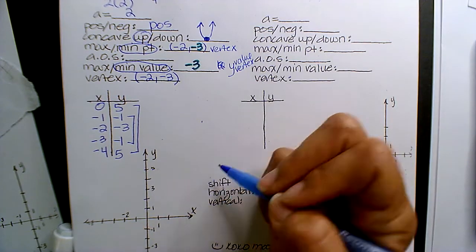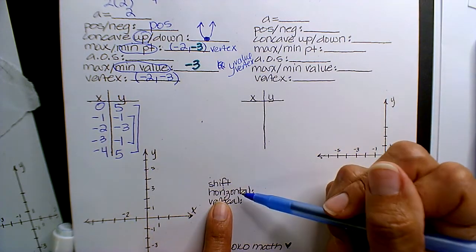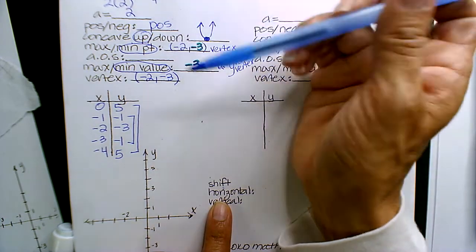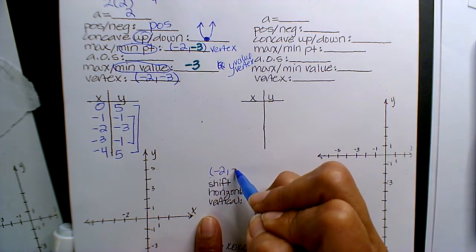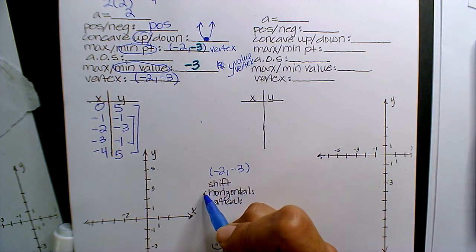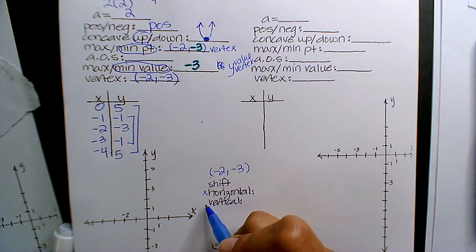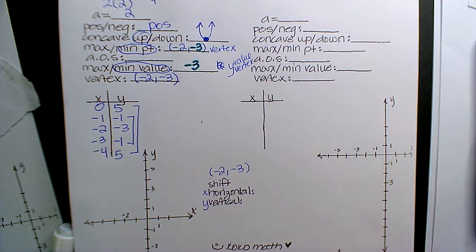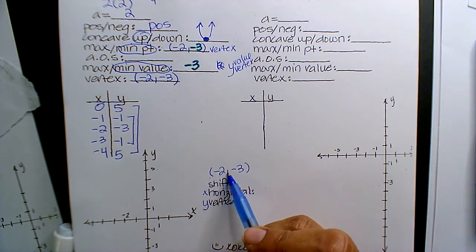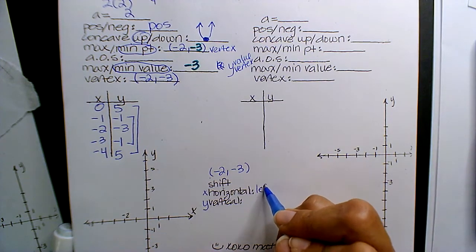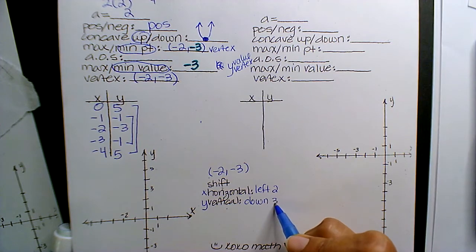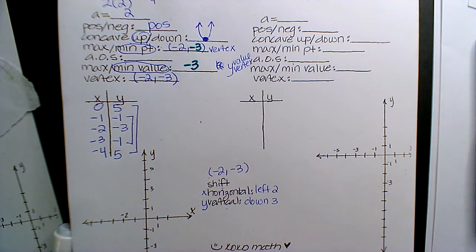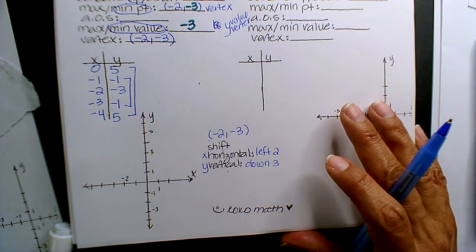Okay, for this one, the shifting, my horizontal shift is the x value of your vertex. So remember, here my vertex is -2, -3. Horizontal is the x axis. Vertical is the Y. So what would be my horizontal shift here? Left 2. Perfect. And what's my vertical? Perfect. Down 3. And then you guys can plot. Is that okay? Yeah, okay.